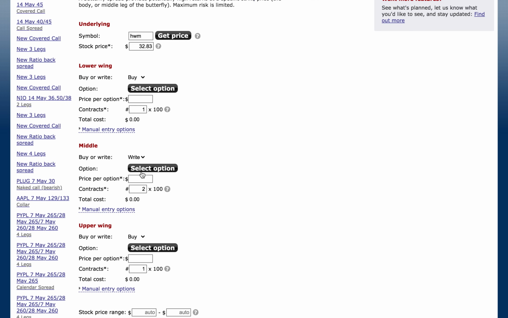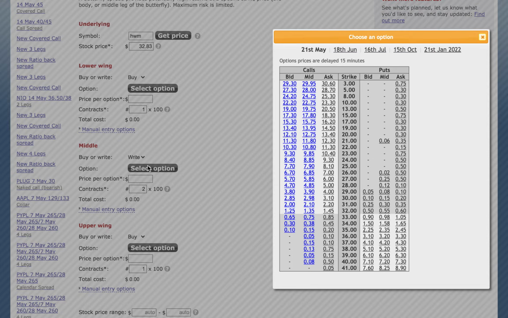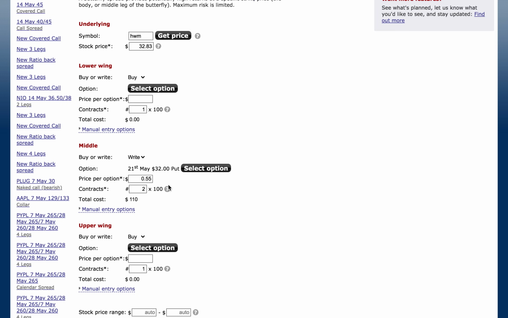So let's start with our mid strikes here, the puts that we're selling or writing. So we'll click on select option. Again, we had chosen May 21st as our expiration. Calls are on the left, puts are on the right. I've shown you how to do this with calls before. Now we're doing it with puts. So here's puts over here. And for this one, we sold the 32 strike. So I'll go right there. And again, 2 of them. So we're going to receive about $110 for that.